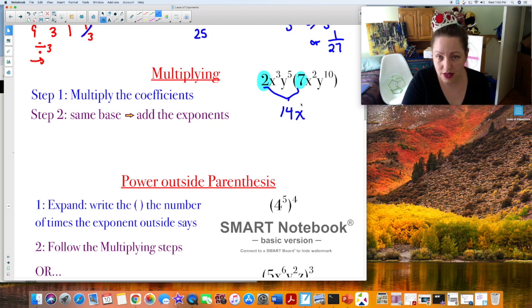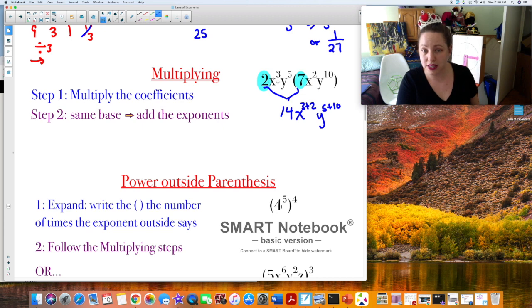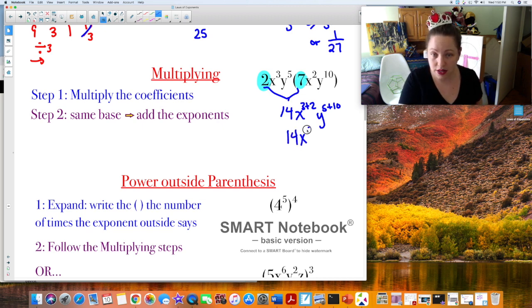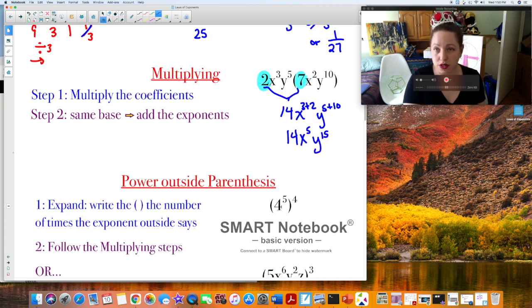The x has the 3 and the 2, so I'm adding those. The y has the 5 and the 10, so I'm adding those. Because you would have 3 x's here, 2 more here, that's 5 altogether. X to the 5th. You have 5 y's here, 10 more here, that's 15 y's being multiplied. That's how you simplify when you are multiplying.